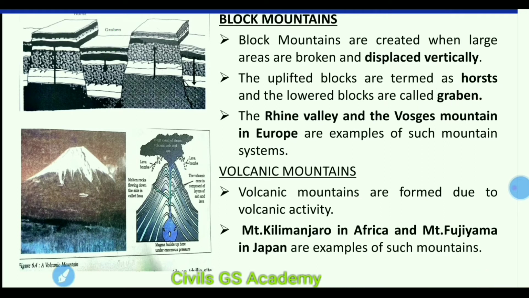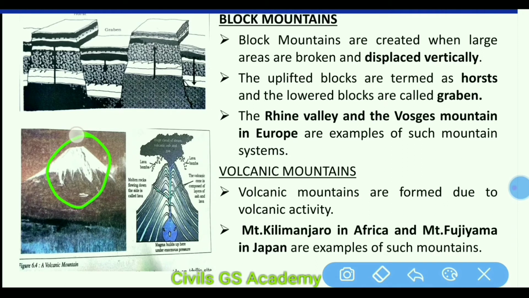Volcanic mountains are formed due to volcanic activity. See in the figure here, this is a volcanic mountain. And how are they formed? When magma starts rising from the inner part of the earth, then it gets deposited in the form of layers, one over another, like this and this and this, and finally a volcanic mountain comes into shape.